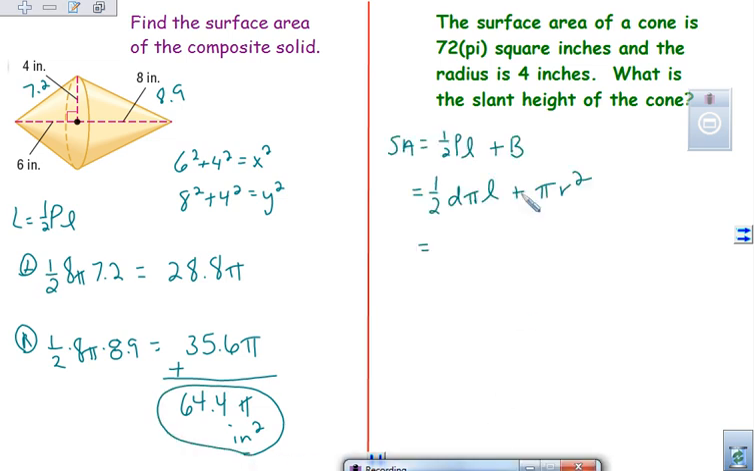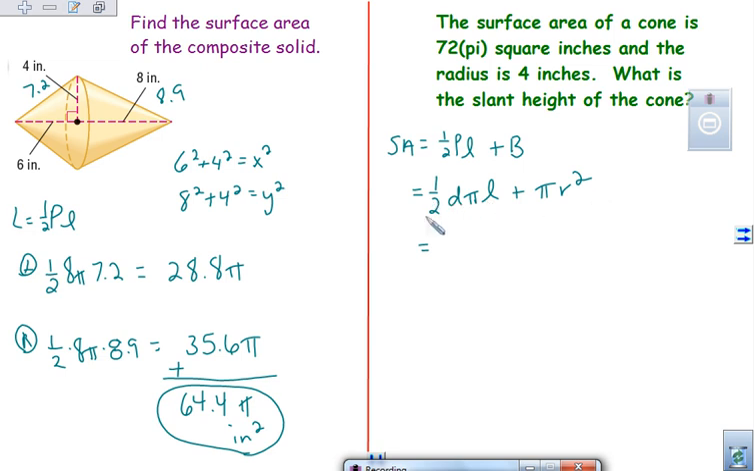In the next example, it says the surface area of a cone is 72 pi square inches and the radius is 4 inches. What is the slant height of the cone? So here's the formula for surface area, but because this is a circle on the base, we have to change perimeter to diameter times pi and the base to pi r squared. So I'm going to use the second formula.